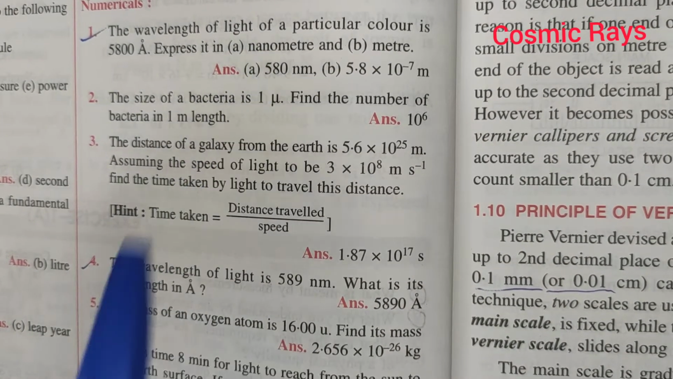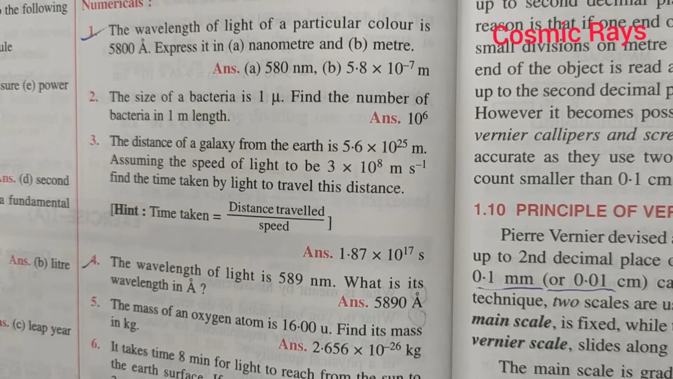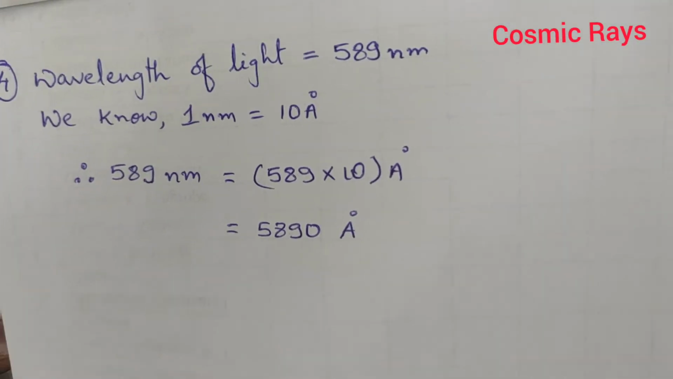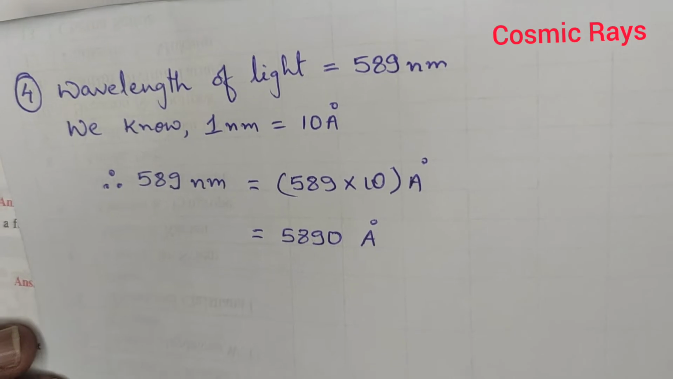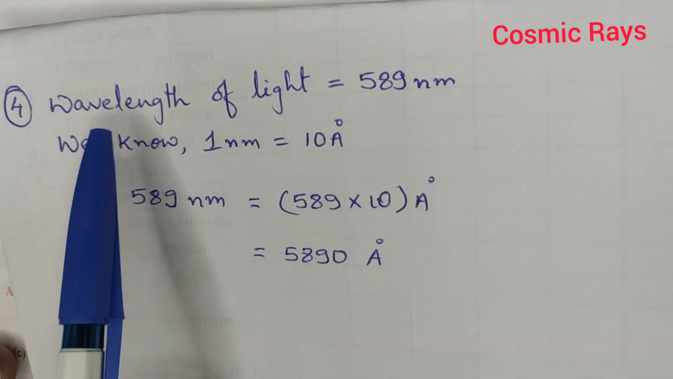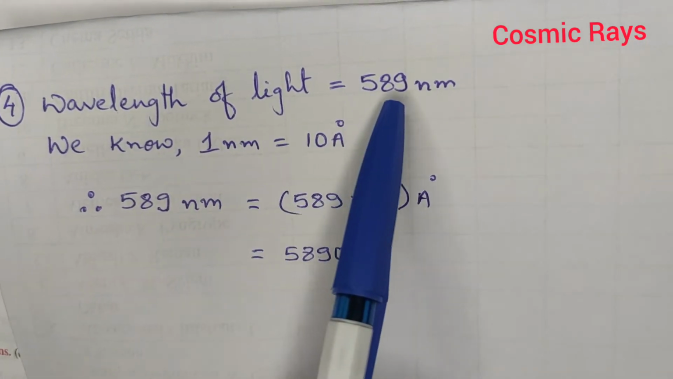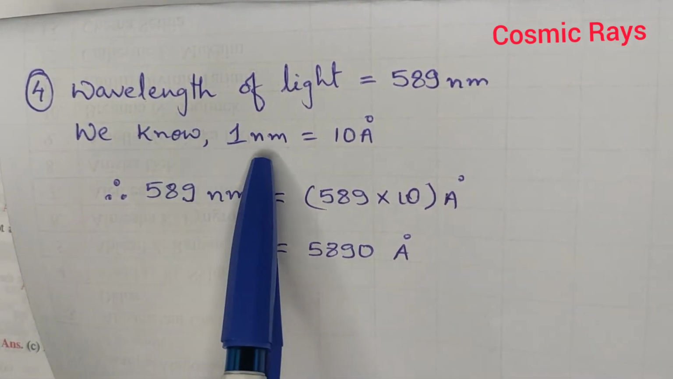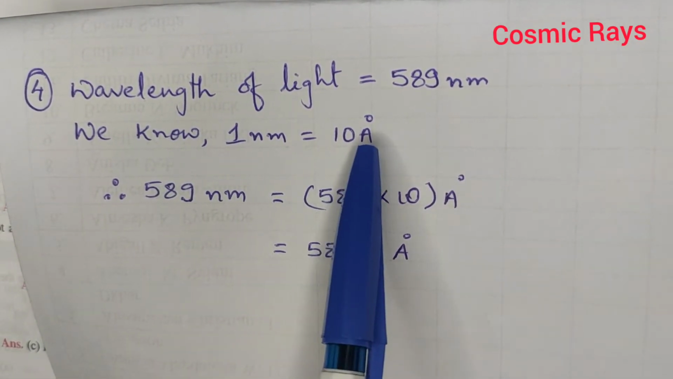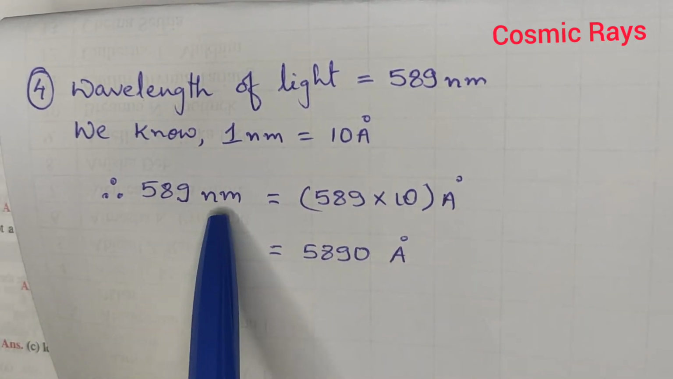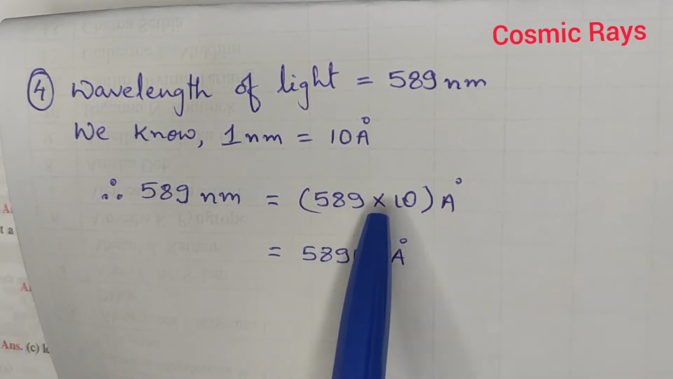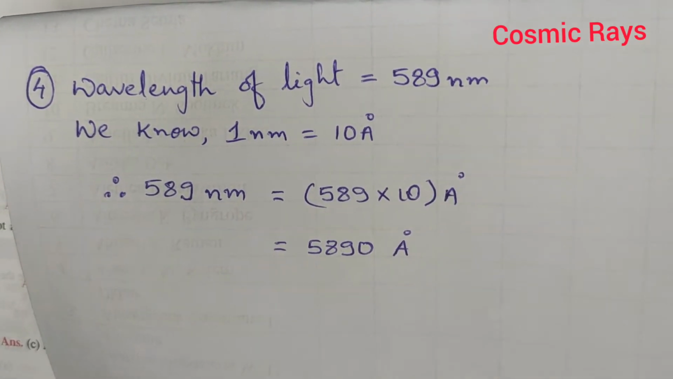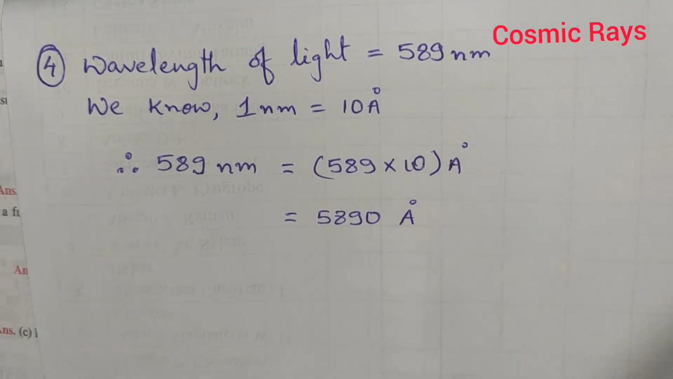This is similar to question number 1. So here we just write the given things. We have been provided the wavelength of the light is 589 nanometer. Now we know that 1 nanometer is 10 angstrom. So therefore 589 nanometer would be 589 into 10 angstrom. So this comes to 5890 angstrom.